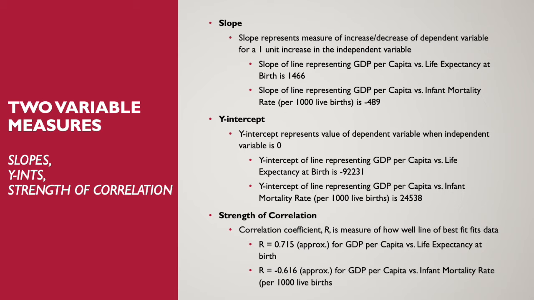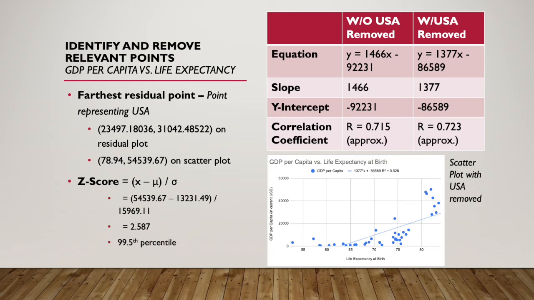Therefore, from the correlation of GDP per capita of each country and the infant mortality rate of each country, the relationship between the two variables is said to be a moderate negative relationship. The point representing the USA on each scatterplot has the greatest impact on both models. If the dataset for GDP per capita for the 42 countries was normally distributed, the point representing the USA's GDP per capita would be at the 99.5th percentile.